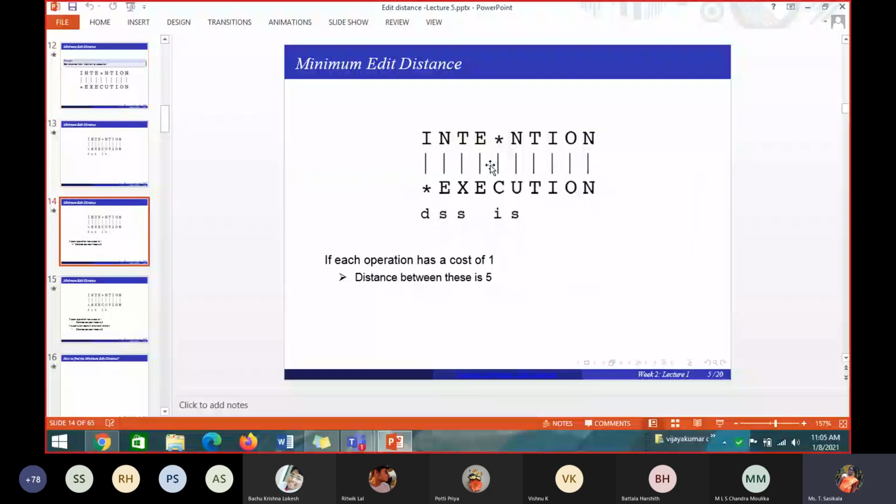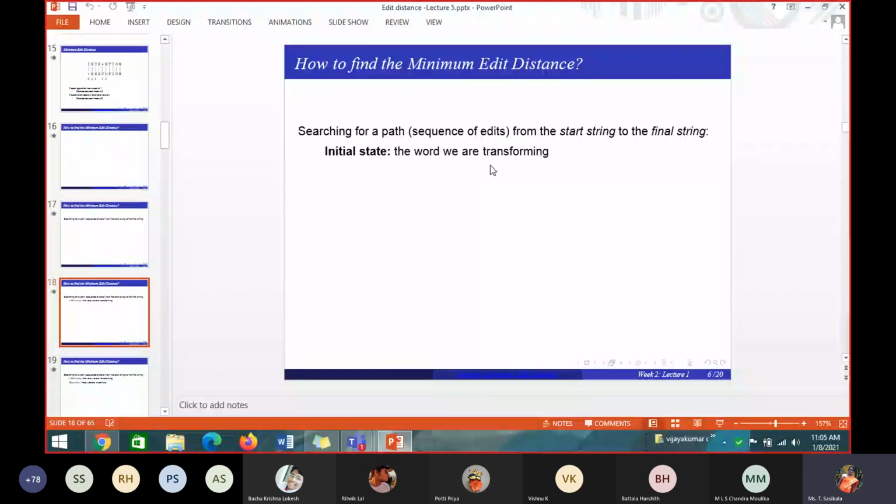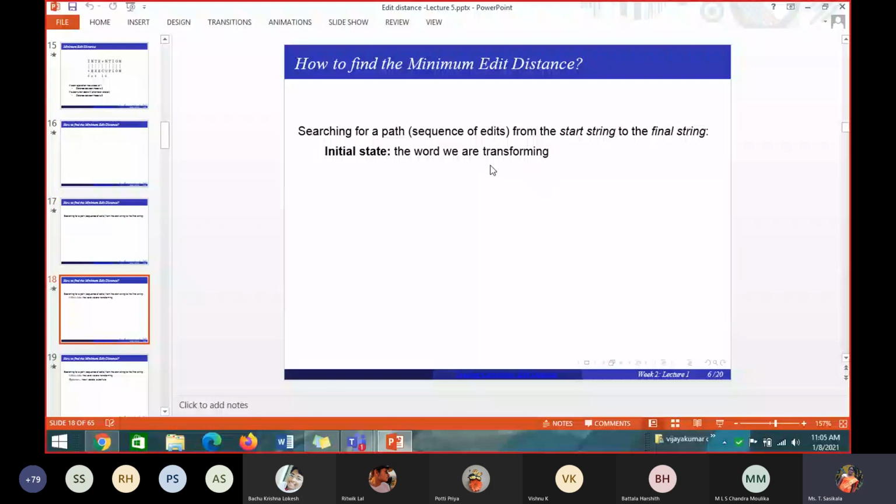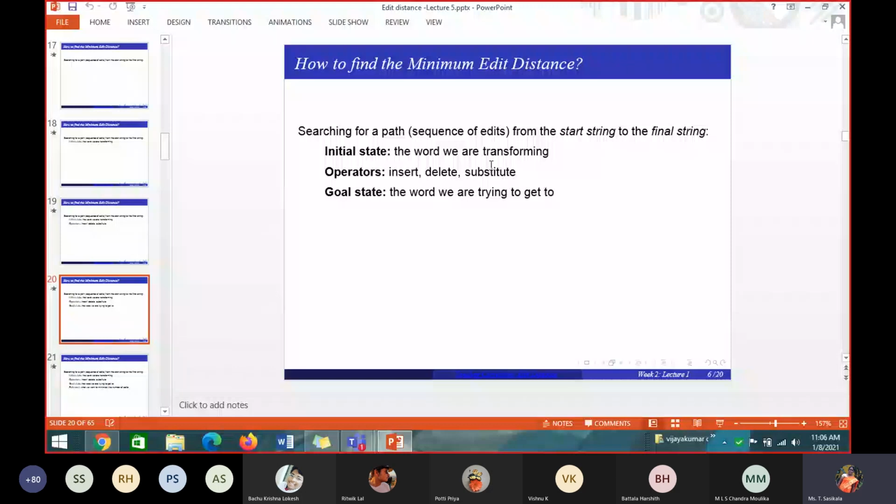So how do we find that minimum edit distance? That algorithm we'll take here. The initial state is the word that we want to transform, that is the input word. What are the operations we are going to do on that word? Insert, delete, substitute. And the goal is the word we are trying to get. That will be the goal state.